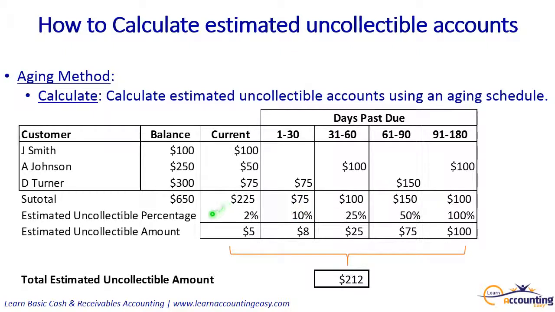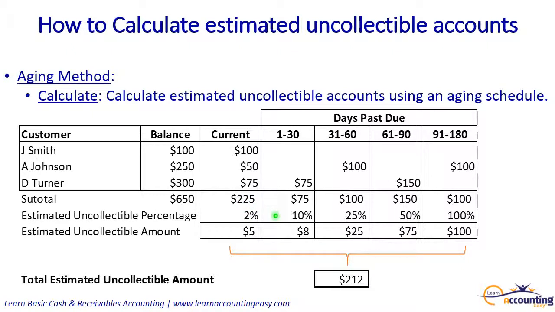The next thing we do is we assign this estimated uncollectible percentage to each of our buckets. And it makes sense. The older or the more aged the receivable is, the more we would expect that we're not going to collect the cash on it. So with our current bucket, we've said we expect to collect almost all of that. Only 2% we do expect will be uncollectible.